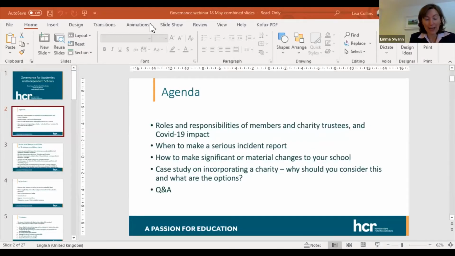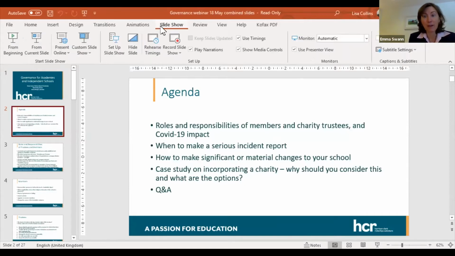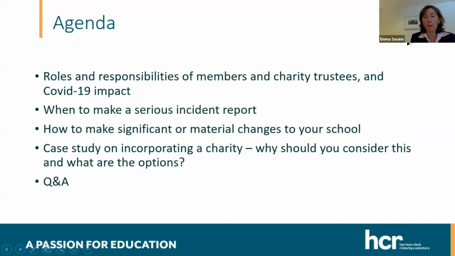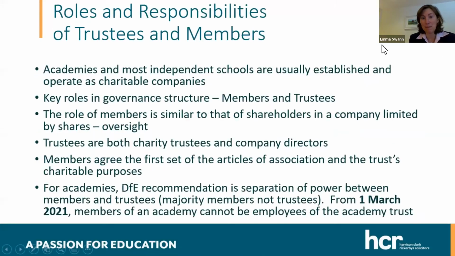So, to start then, what it's obviously really important to appreciate is that the key parties in your governance structure are your trustees and members. Now, your trustees may be referred to as charity trustees. You may talk about them within your school as directors. Sometimes you may simply refer to them as governors. They're all essentially the same. It's the same person, but they can be referred to in many different ways.